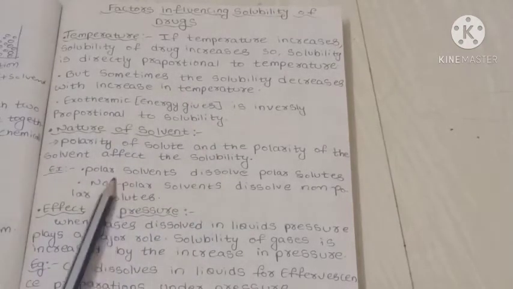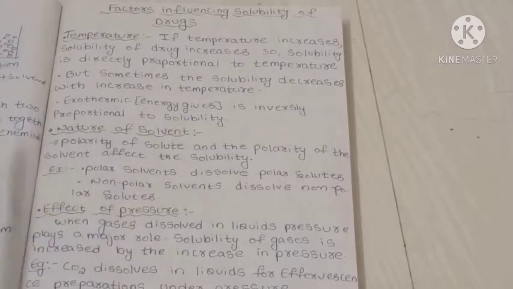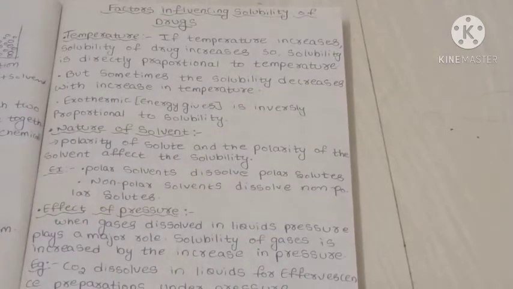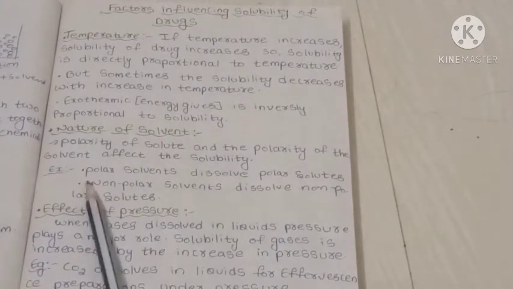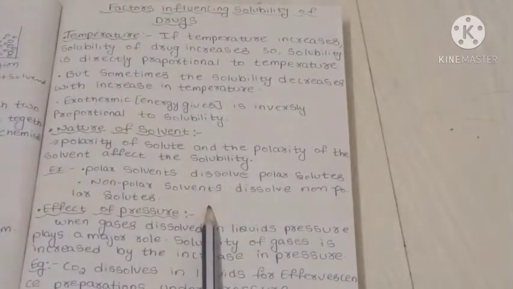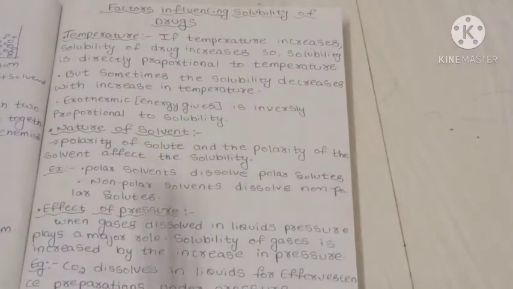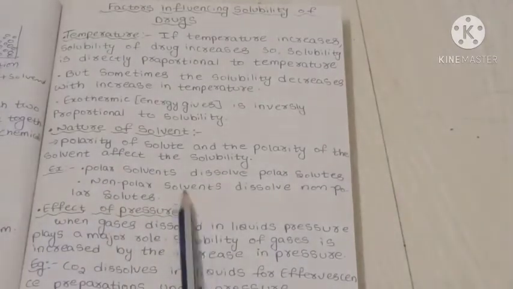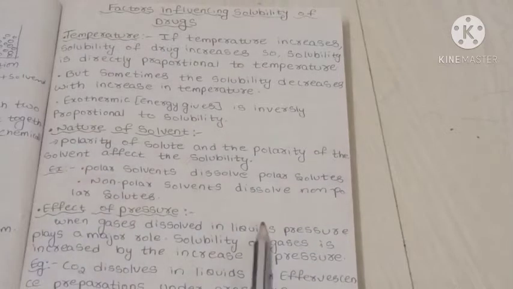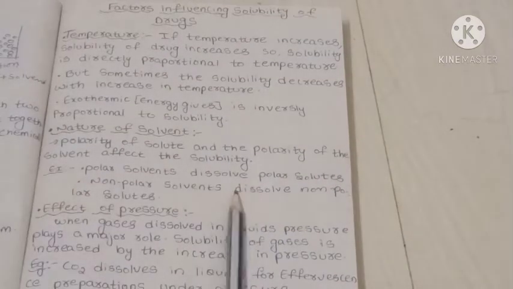Okay. The second factor is nature of solvent. Polarity of solute and the polarity of solvent affect the solubility. You may wonder how it affects. For example, if a polar solute dissolves in a polar solvent, then the solubility will be more. And also, if a non-polar solute dissolves in a non-polar solvent, then also solubility will be more. But when there is a combination of polar and non-polar, the solubility will decrease.